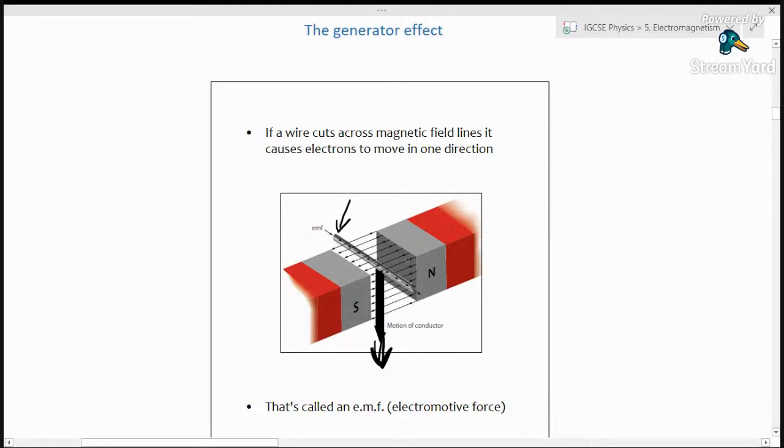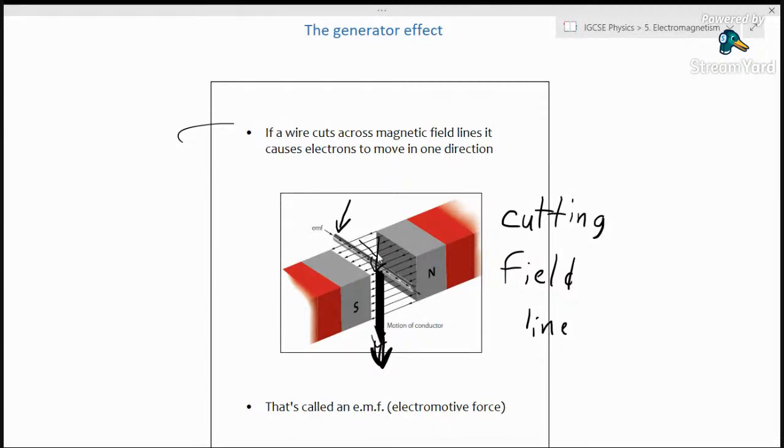As this wire is being pushed downwards, you can see that we have all of these field lines going across this way. As the wire gets pushed downwards, it is going to be cutting across all of these field lines. It's going to be cutting through the field lines as it moves down. And that is essentially what is needed to generate electricity. You have to have a conductor which is cutting field lines. We use the term cutting. So when this piece of wire is being pushed downwards, we can say that it is cutting through all of these field lines.